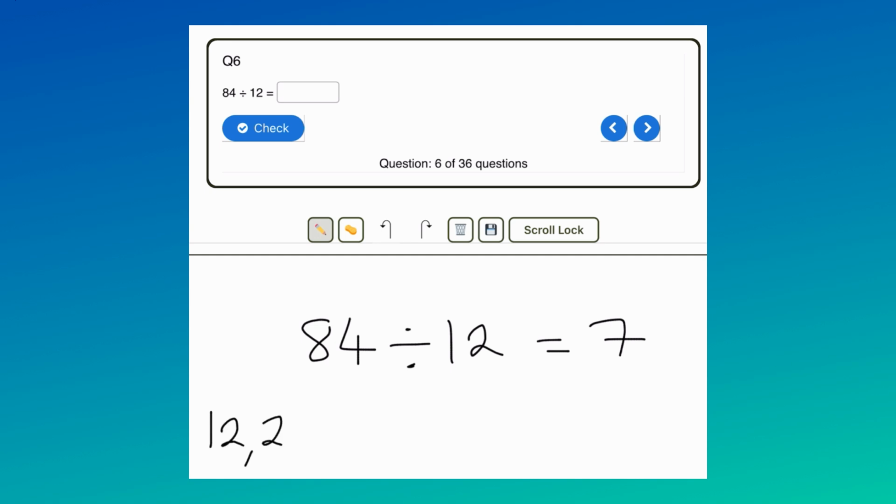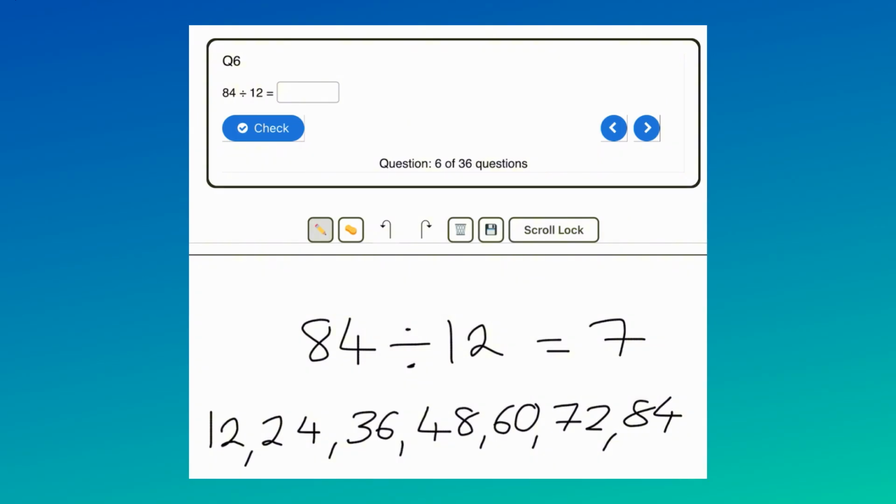So 12, 24, 36, 48, 60, 72, 84. And then you can just count 1, 2, 3, 4, 5, 6, 7. So we put 7 in our answer box.